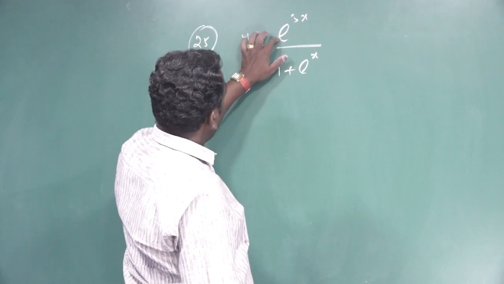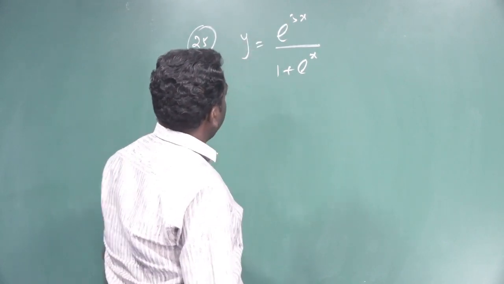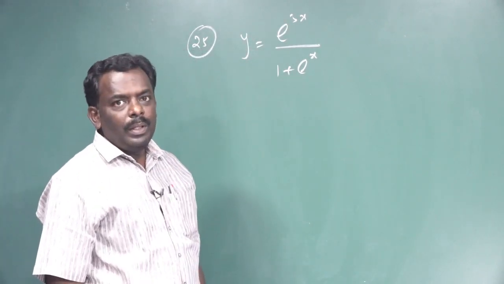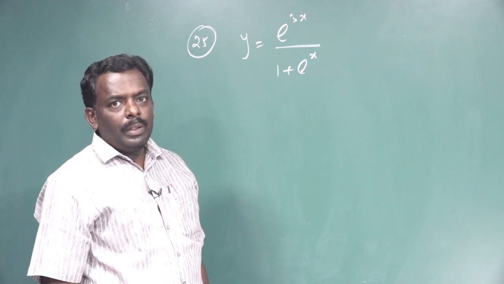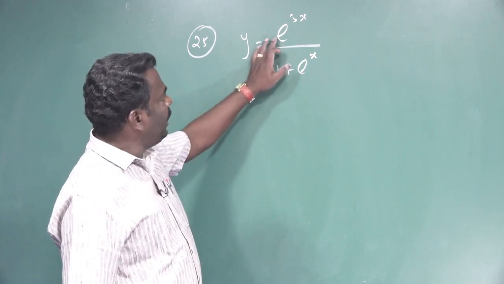Next, question number 25. y equal to e power 3x by 1 plus e power x. Now what property can we use here? Can anyone tell? Yes, correct, by applying the quotient rule.